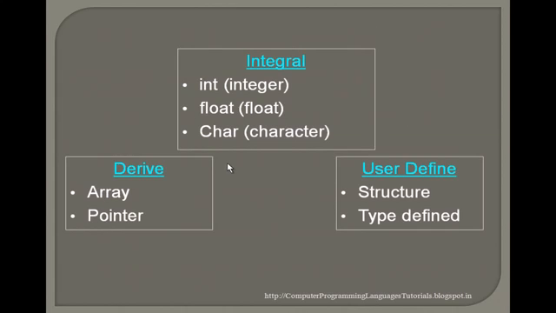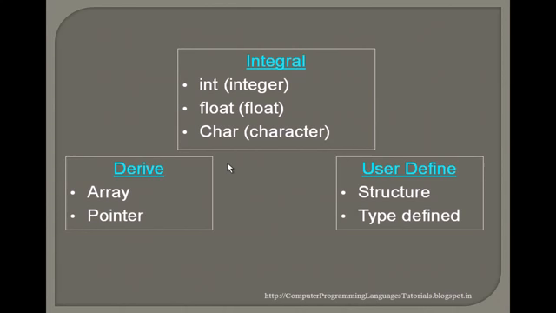The first part is integral, and the first data type in integral is integer. In integer, you can store whole numbers, that is numbers without any decimal point. In float, you can store a fractional number, and in character type, you can store alphanumeric data, or alphabets. Even you can store symbols also in character data type. You can also store a digit, but if you store a digit in character type, then that digit is treated as a character, not a number.